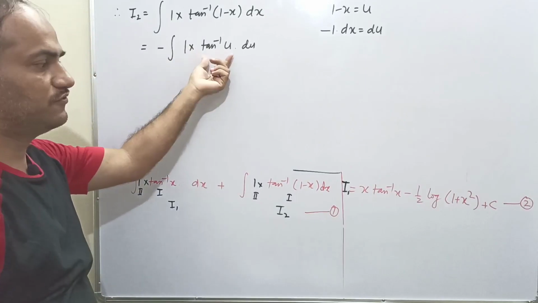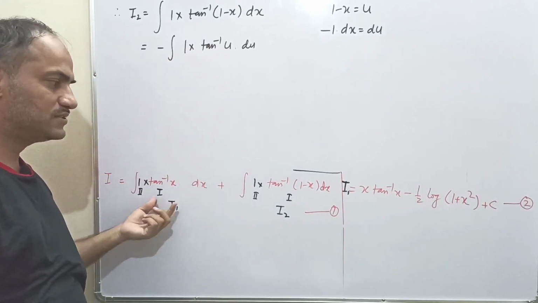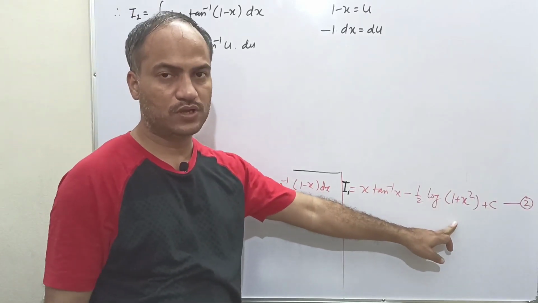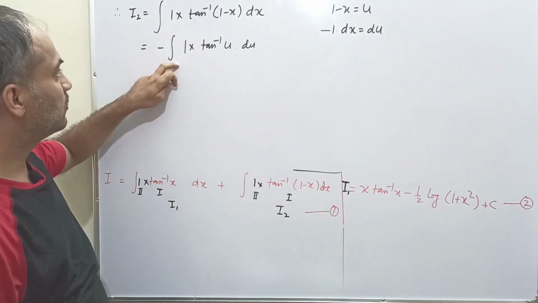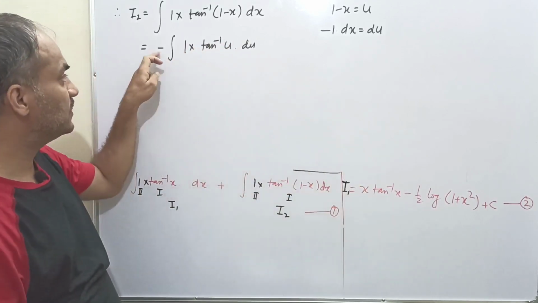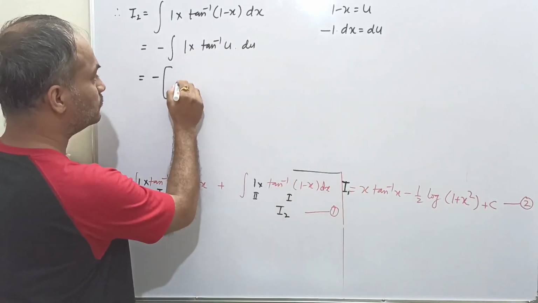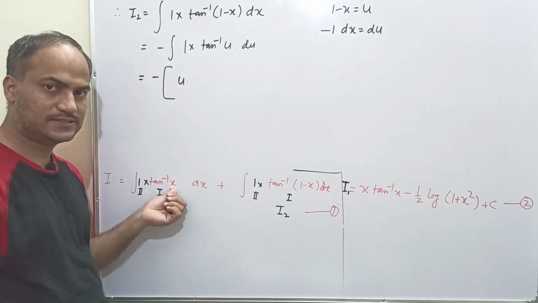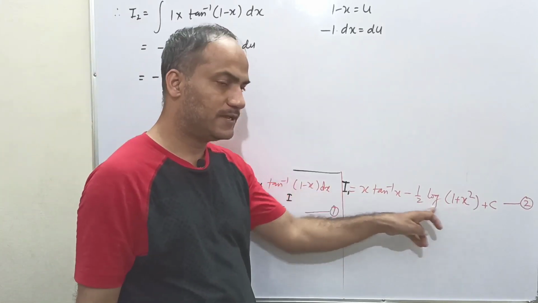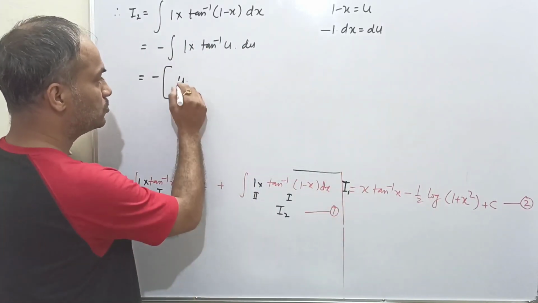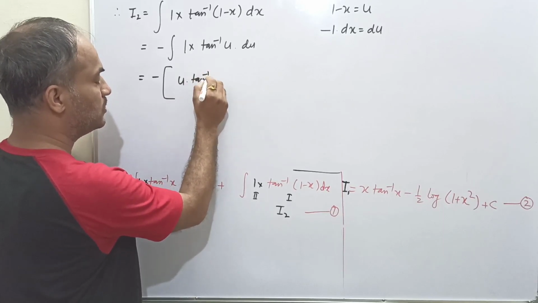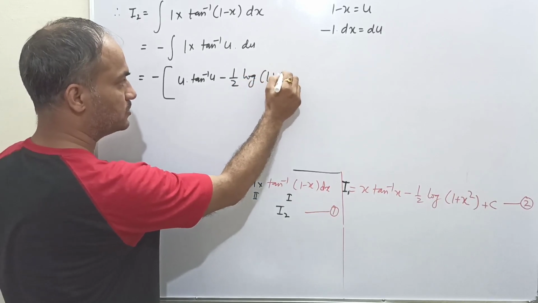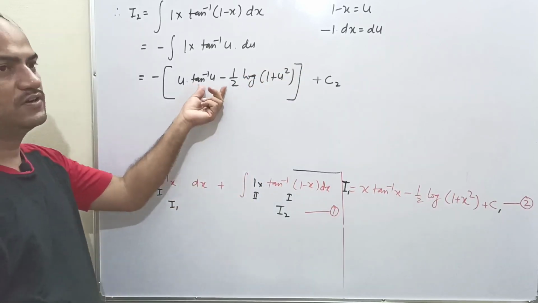Now look carefully, what was I1? I1 is the same integral, and the same integral has given us this output. So obviously this integral I2 will also give us the same output except for this minus sign. Remember the variable is u here, and there the variable was x, so we have to replace variable x by variable u. So u into tan inverse u minus 1 upon 2 log 1 plus u square. This is our integral I2.